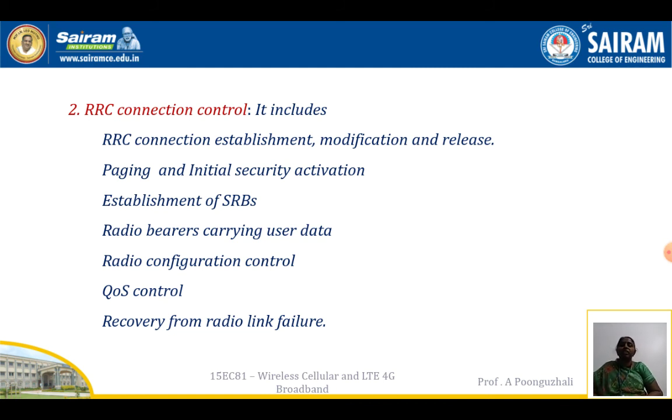Next is your RRC connection control. Your RRC connection control is going to have the connection establishment, modification and release of the connection. Then paging and initial security activation are also going to be taken care of. Then the establishment of the SRBs based on the application and the radio bearers which are going to carry the user data, the radio configuration control, the quality of service control, and the recovery from the radio link failure.